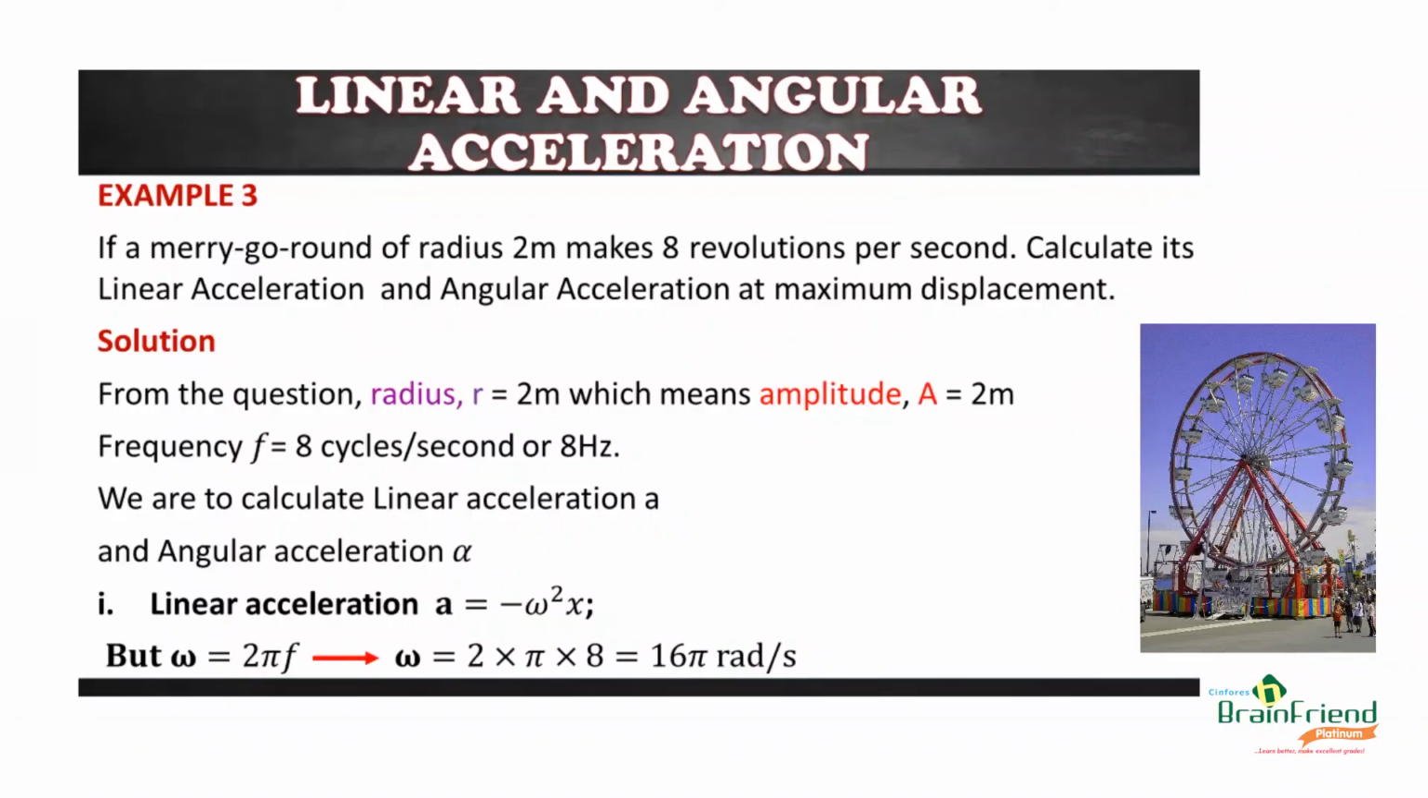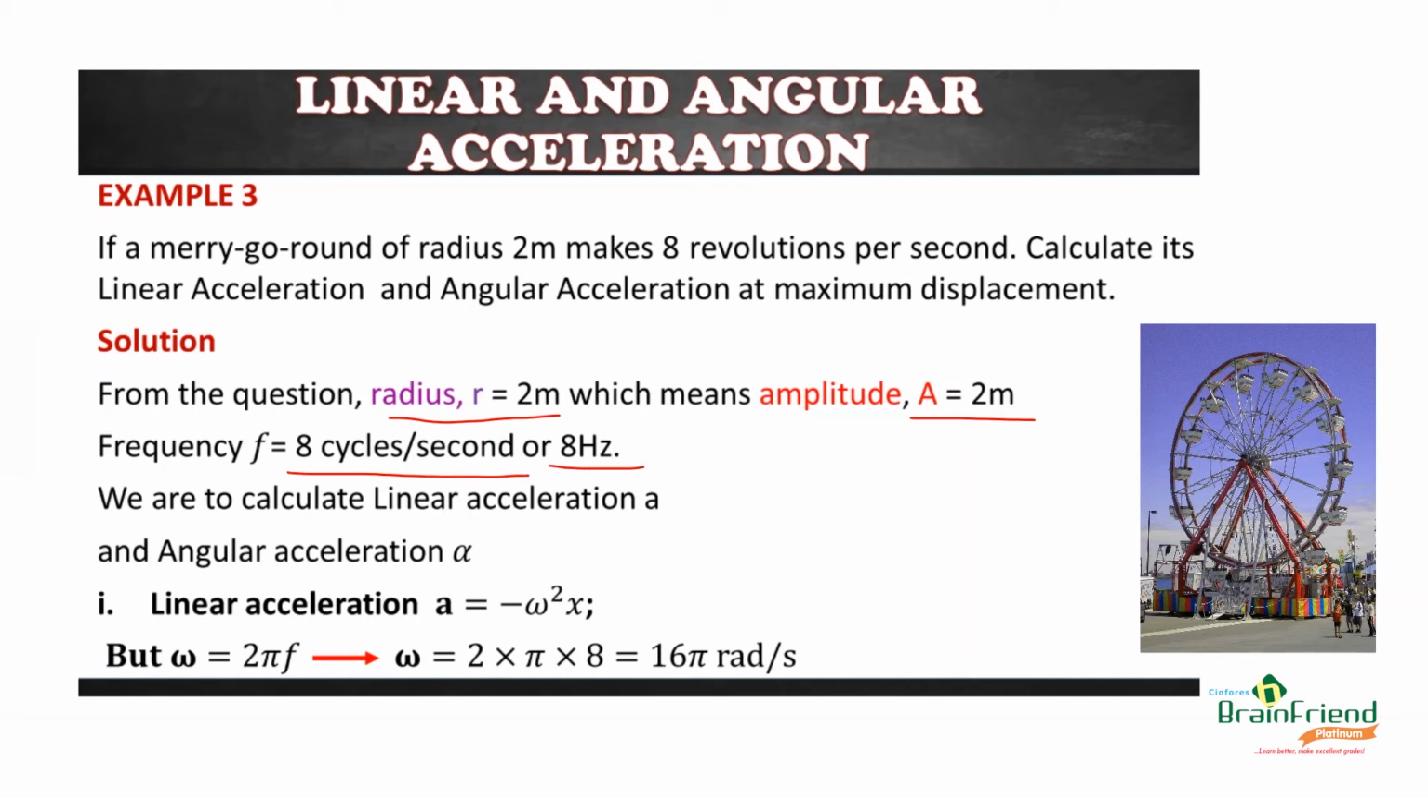Having looked at those differences, let's go on to solve an example. If a merry-go-round of radius 2 meters makes 8 revolutions per second, calculate its linear acceleration and angular acceleration at maximum displacement. From the question, our radius is equal to 2 meters, which means our amplitude A is equal to 2 meters. And the frequency of the motion is given as 8 cycles per second. Remember that another word for cycle is revolution. So our frequency F is equal to 8 cycles per second, or 8 Hz.